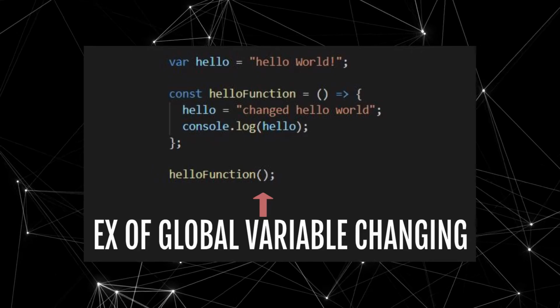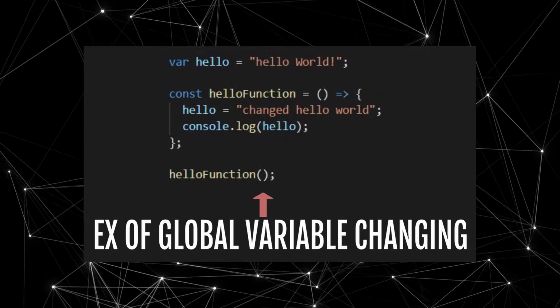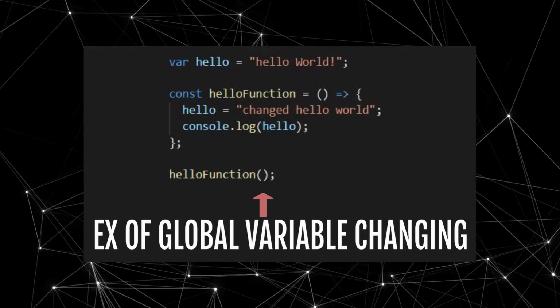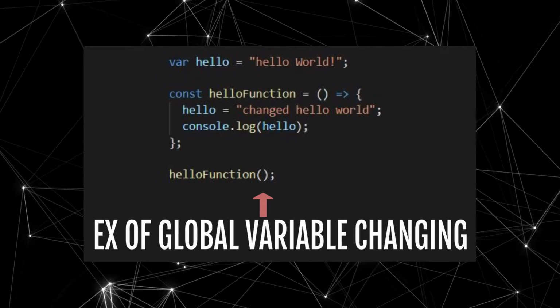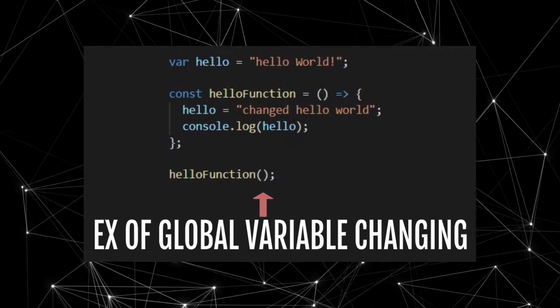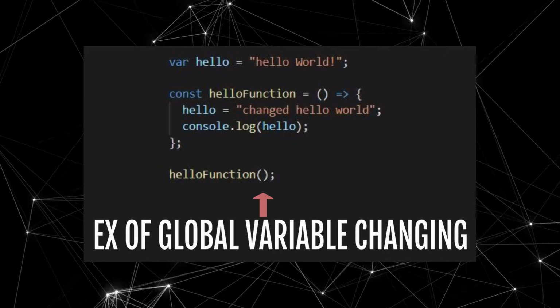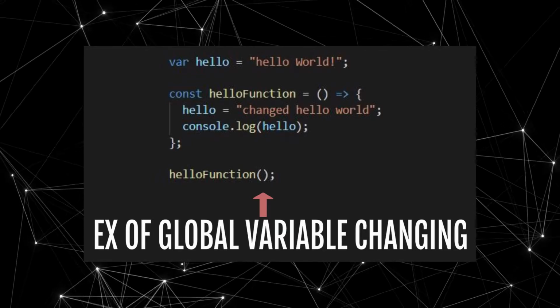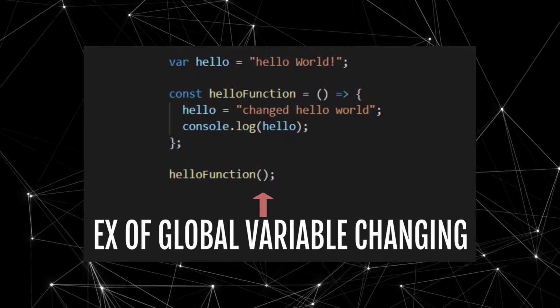So this is an example of a global scoped variable where we can access the variable hello inside of any function that we want, because it is outside of any specific function. So right here we have var hello is equal to hello world, and it is called inside of hello function, and it changes the value from hello world to changed hello world, and we console log the value of hello, and we can see that the value will be changed to changed hello world.